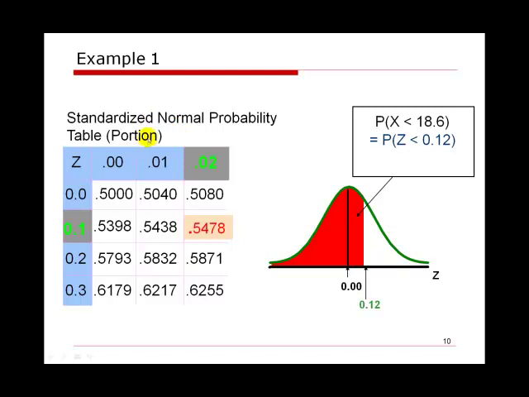Now, from the standardized normal distribution table, corresponding to z equals 0.12, the probability is 0.5478. This is the probability that the z value is less than 0.12. Because the left side probability is the one we are looking for, for our normal distribution, the probability x is less than 8.6 equals the probability that z is less than 0.12, which gives us 0.5478. So the probability that the download time is less than 8.6 seconds is 0.5478.